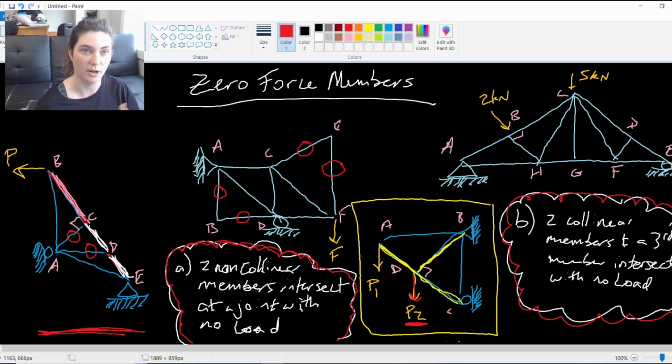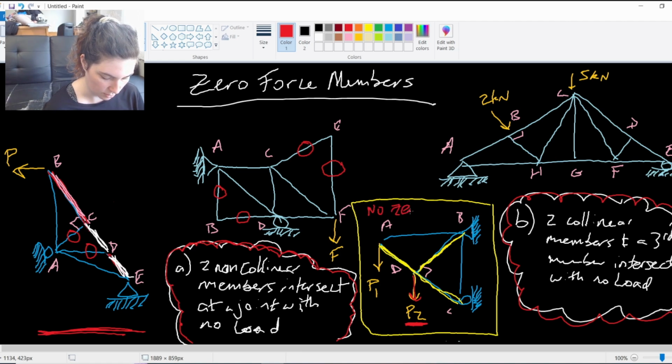Every member is bearing some of the load, right? B is connected to a pin, C is connected to a roller, D has a load on it, and A has a load on it. Everything has a load. Every member of this truss is going to be load bearing. So this has no zero force members.